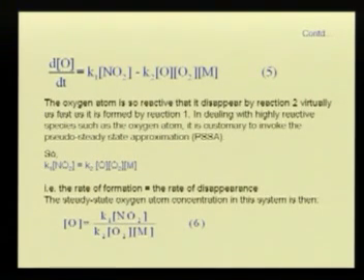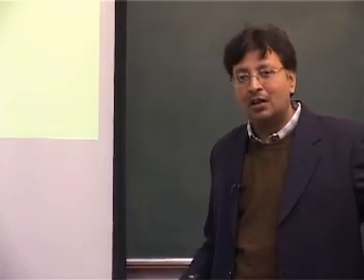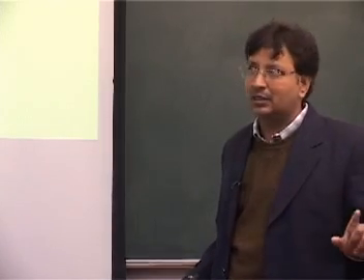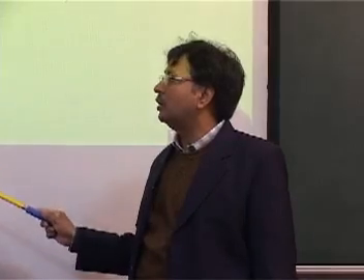The oxygen atom is so reactive that it disappears by reaction 2 virtually as fast as it is formed by reaction 1. So what situation are we getting into? Quasi or pseudo steady state. In dealing with highly reactive species such as the oxygen atom, it is customary, and a reasonable thing to do, to invoke the pseudo steady state assumption. If it is steady state, the change in concentration with time is 0. So you can find the concentration of O, which will depend on K1, K2, NO2 and oxygen.